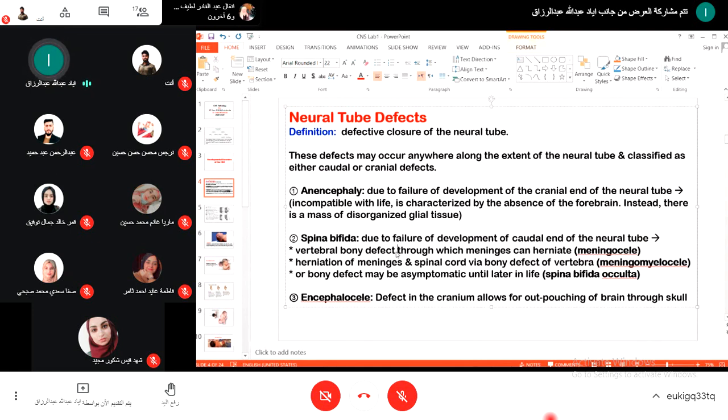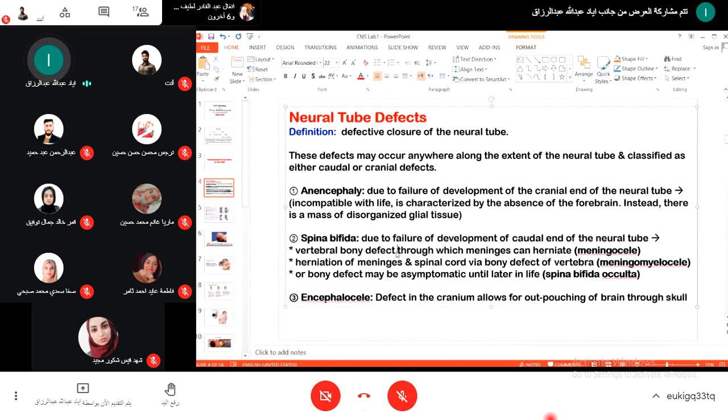Myelocele is herniation of the spinal cord without any covering, meaning only the spinal cord without meninges. So the meninges alone may be herniated and we call it meningocele, the spinal cord alone may be herniated and we call it myelocele, or both the meninges and the spinal cord may be herniated and we call it meningomyelocele.